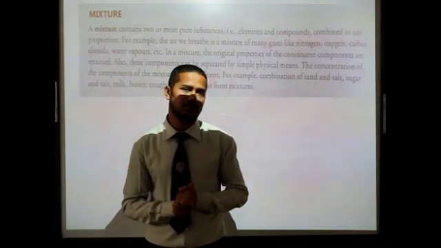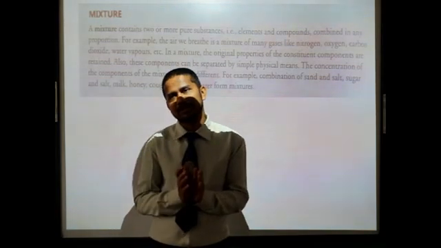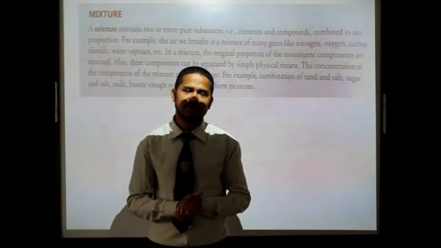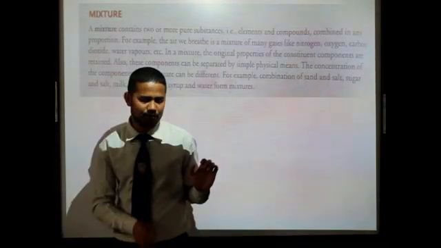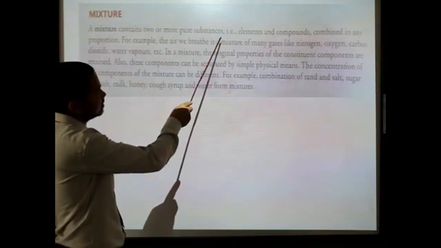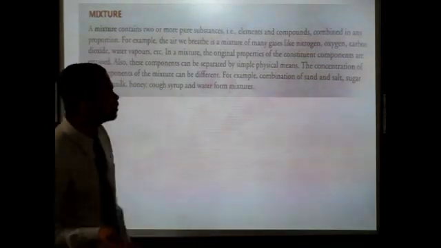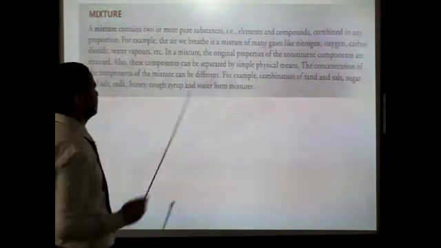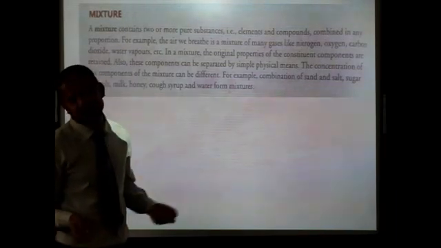Substances made of the same kind of particles, elements and compounds. And substances which are made of different kinds of particles mixed in any ratio are mixtures. So mixtures contain two or more pure substances, that is elements and compounds. So how are they combined? Combined in any proportion.